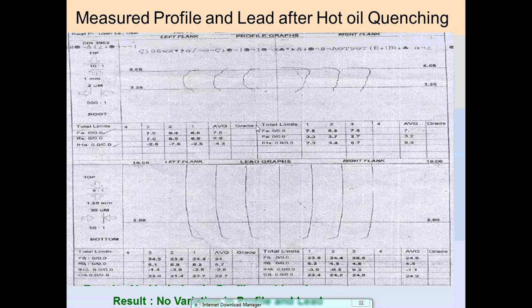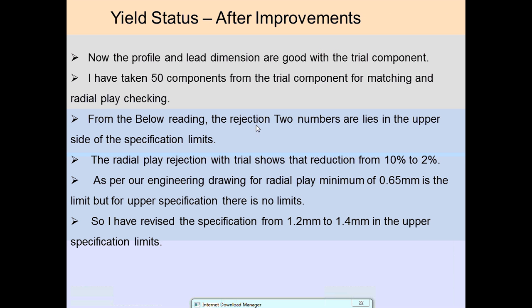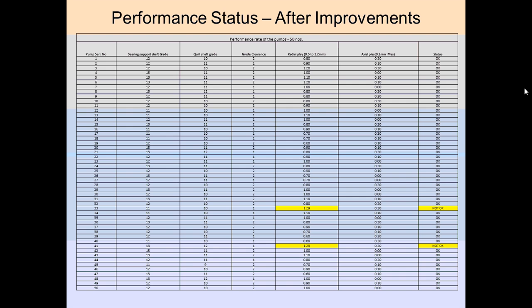As we can see, this is the profile and lead after oil quenching. After improvement, now the profile and lead dimensions are good. With the trial components, I have taken 50 components from the trial for matching and radial play checking. So I have revised the upper specification limit from 1.2 mm to 1.4 mm. This is the performance that we have improved.